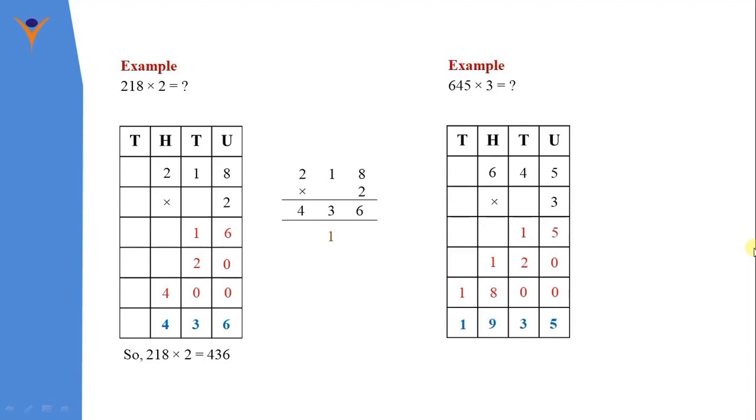1935. Let's compare it with the short method. 645 times 3. 3 times 5 is 15. We're going to put 5 and we move 1. 3 times 4 is 12. 12 plus the 1 we moved is 13. So we write 3 and move 1.